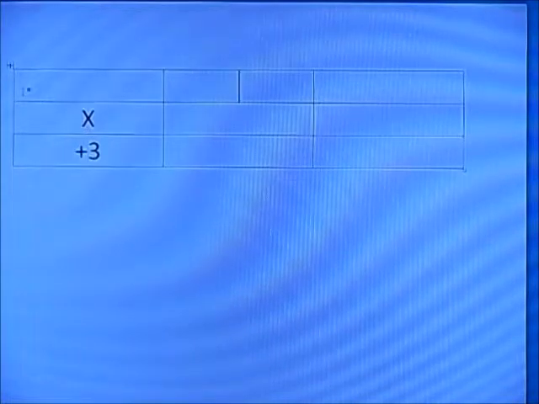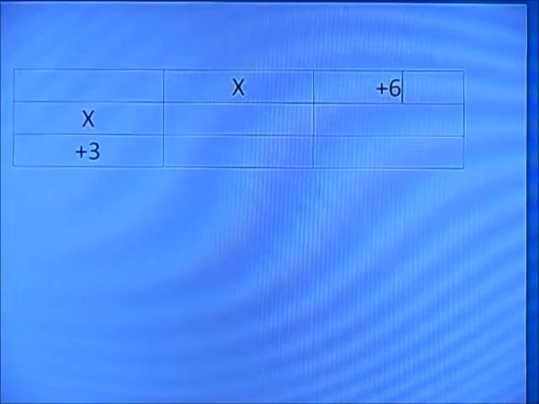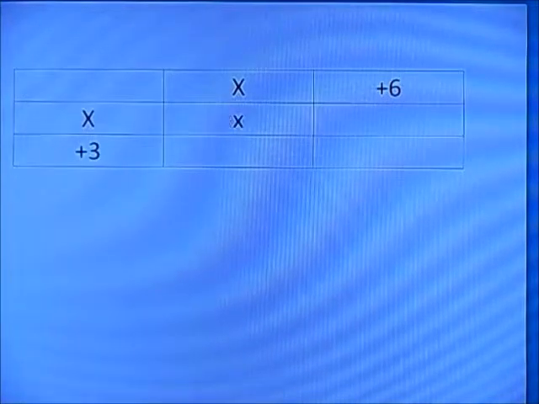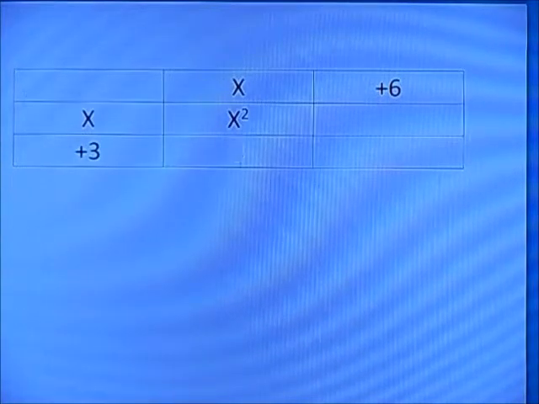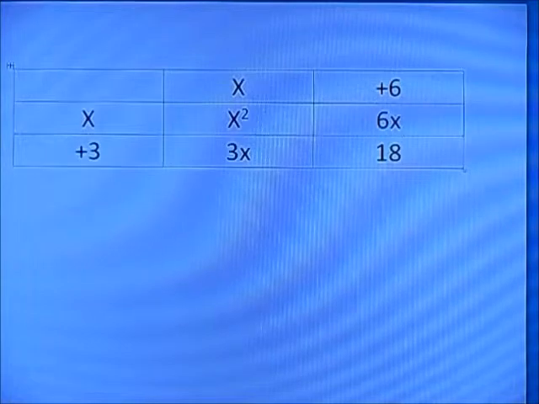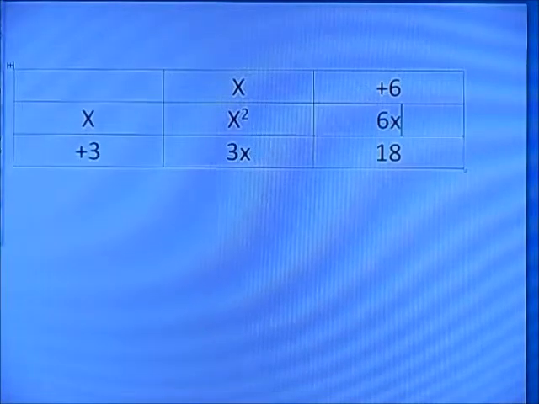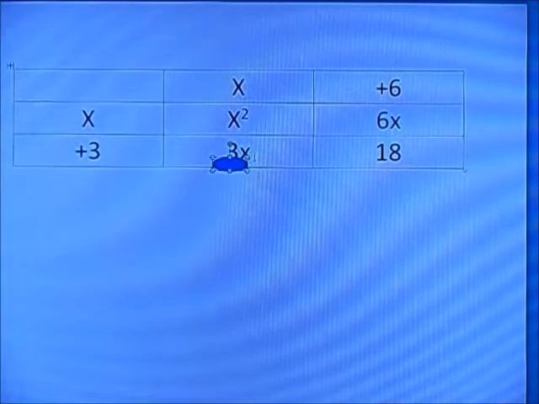So right here, what was our first term? x plus 3 and x plus 6. Okay, so x squared, x times 3 is 3x. Okay, 18 right there, and then over here this is 6x. And now we gotta combine like terms.